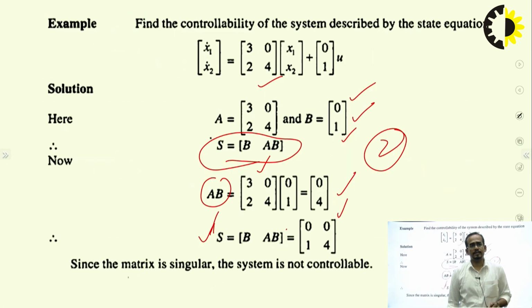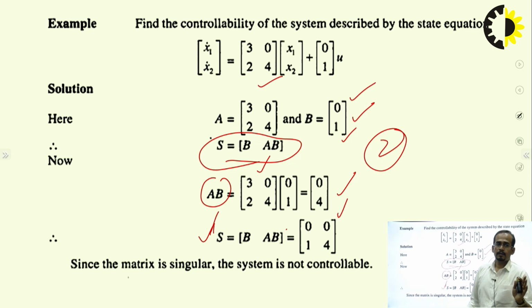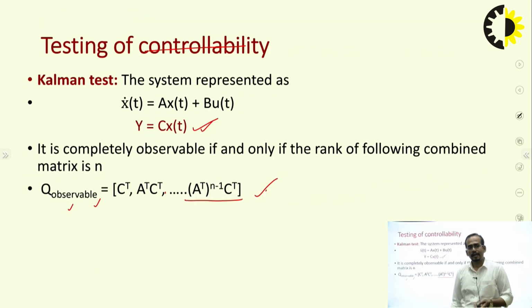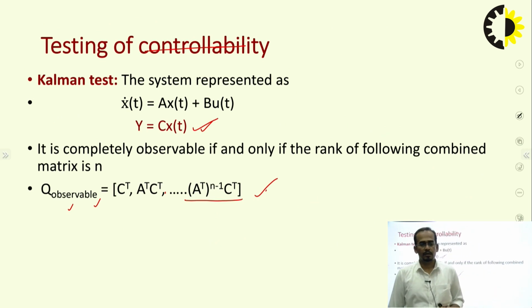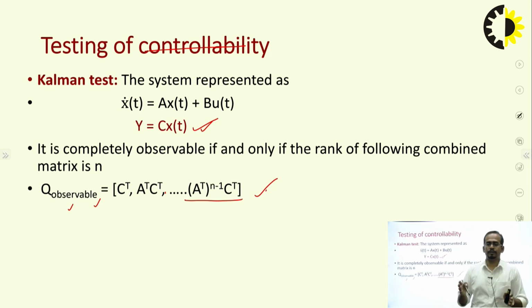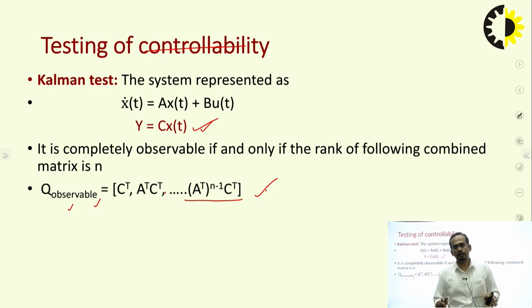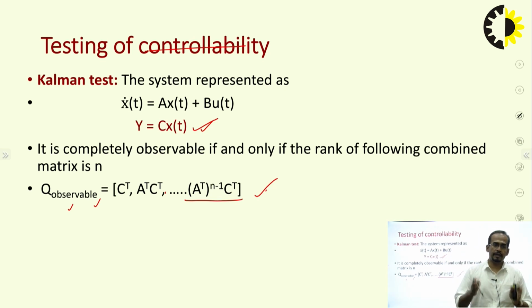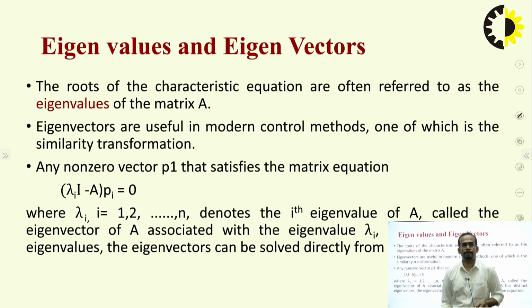Similarly, as we found the rank of the combined matrix in the case of controllability, we can find the rank of the combined matrix in the case of observability. We have to find the number of non-zero rows, or you can find the determinant of the combined matrix for checking the controllability or observability.